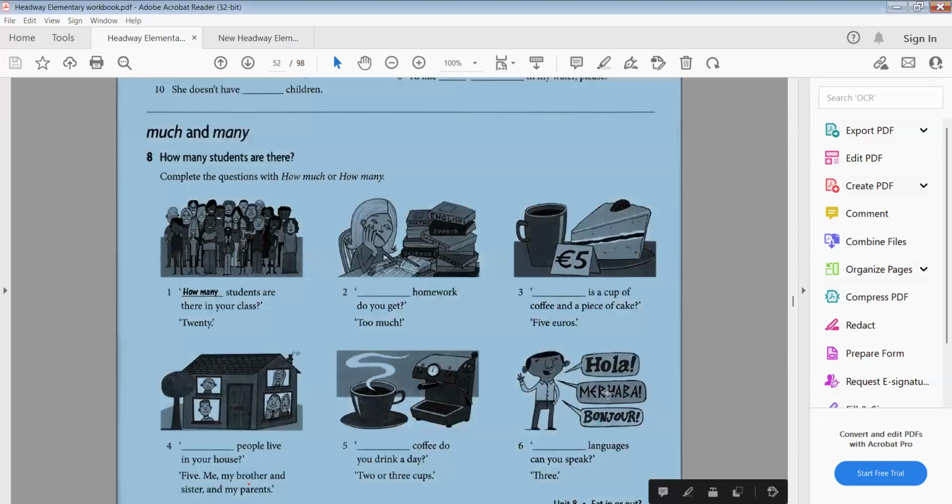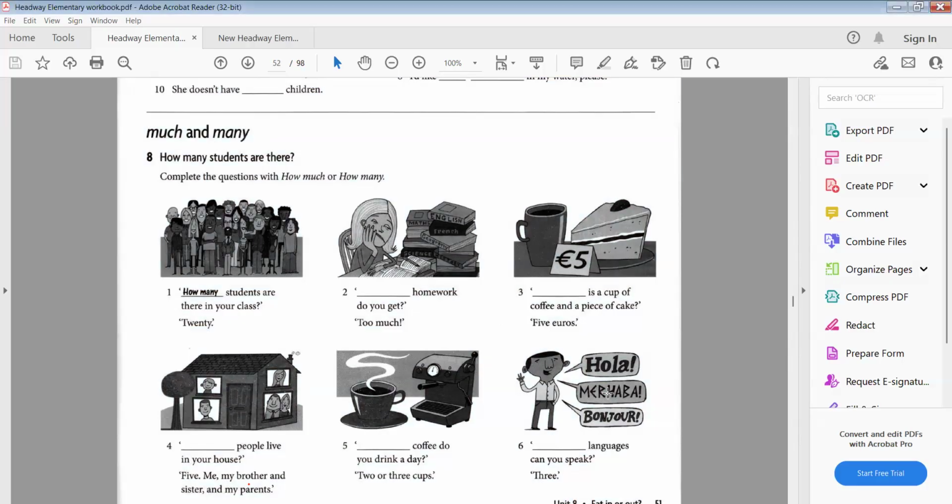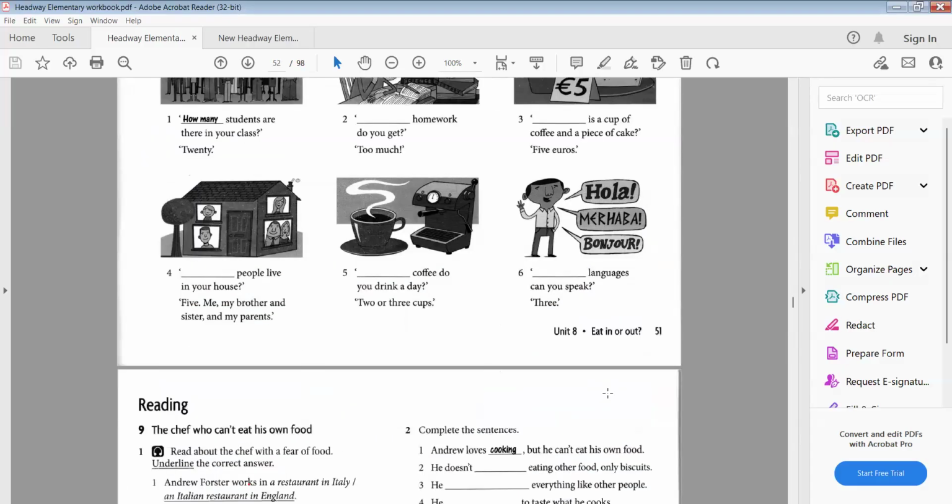So, we're done for today. Let me summarize everything that we learned today, and I will let you go. We talked about countable and uncountable nouns. Countable nouns are the ones that we can count: 1, 2, 3, 4. An uncountable noun is one that we cannot count.